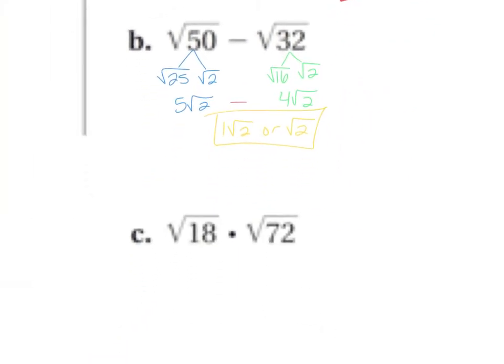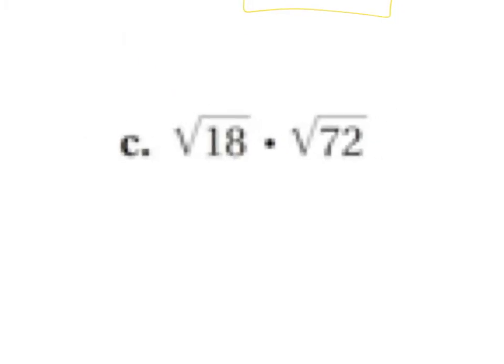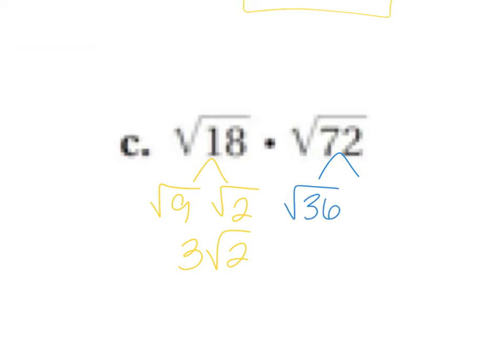All right, next one. So this one we could go ahead and just multiply, since they're both square roots, 18 times 72, and then try to simplify. But I think it's going to be easier on this one if we simplify first. So 18, let's break that up into the square root of 9, the square root of 2. So that becomes 3 square roots of 2. Let's break up 72 into the square root of 36 times the square root of 2. Remember, we're multiplying, so that becomes 6 square roots of 2.